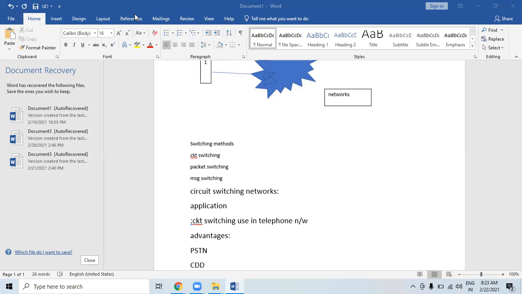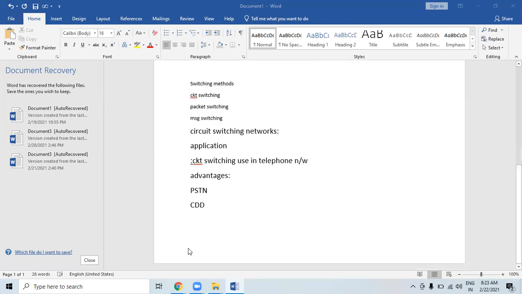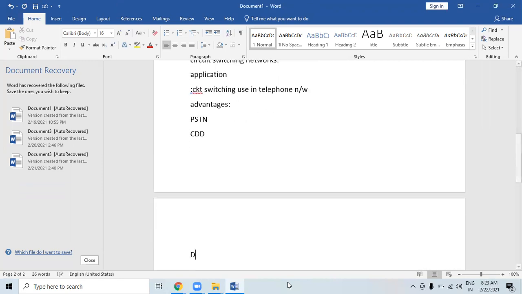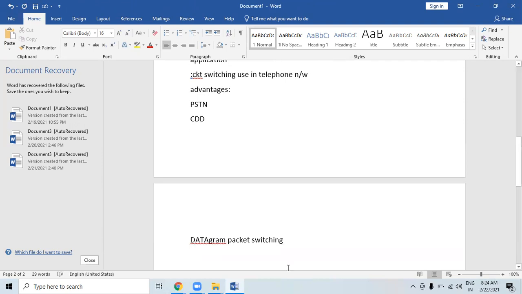There are two methods of packet switching: datagram packet switching and virtual circuit packet switching. So, in datagram packet switching, in this method, a message is divided into a stream of packets.